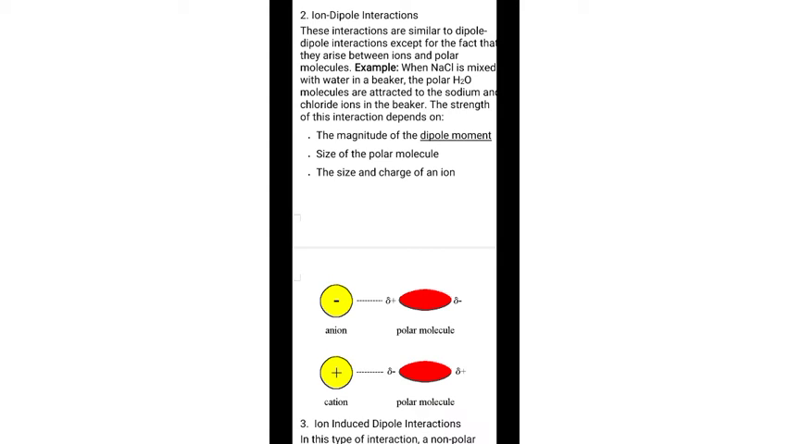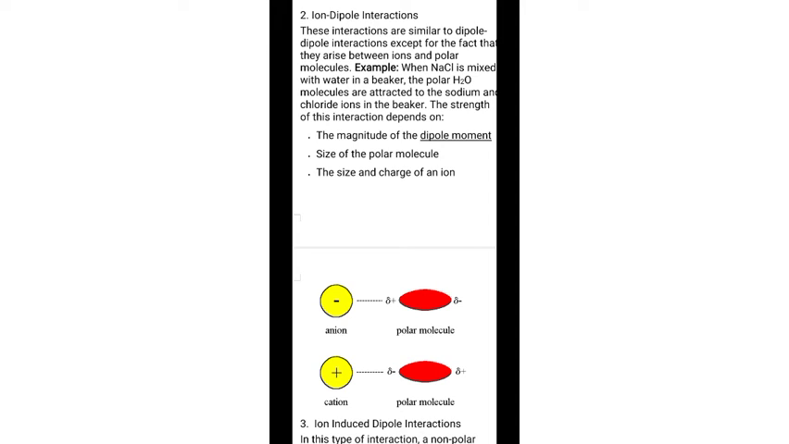See here in the image, if NaCl is mixed into water, what will happen? It will dissociate into Na+ and Cl-. Na+ is a cation and water is a polar molecule, so there will be an interaction between Na+ and water. Similarly, there will be an interaction between chloride and water. Such interactions are known as ion-dipole interactions. One dipole will be there, that is a polar molecule like H2O or HCl, and one ion. So ion-dipole interaction.